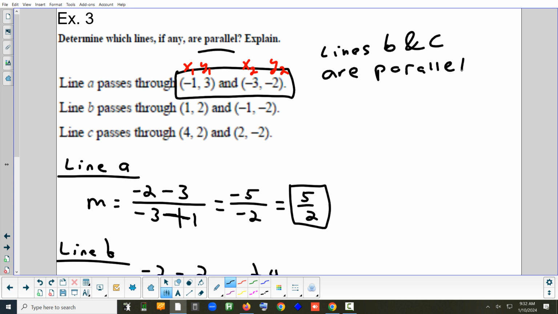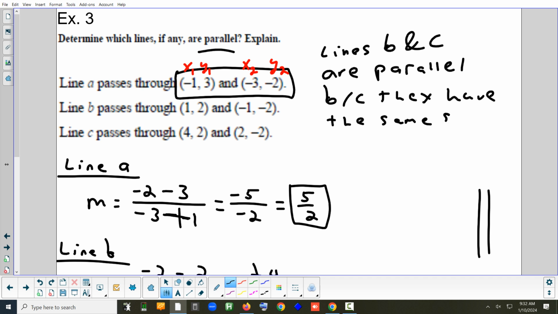This is something you might see in geometry. This symbol means parallel, two bars next to each other like that. I'll write the word parallel, but you might see that. Lines B and C are parallel because they have the same slope.